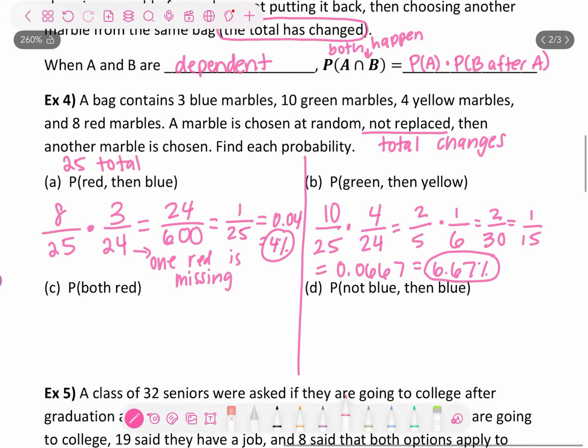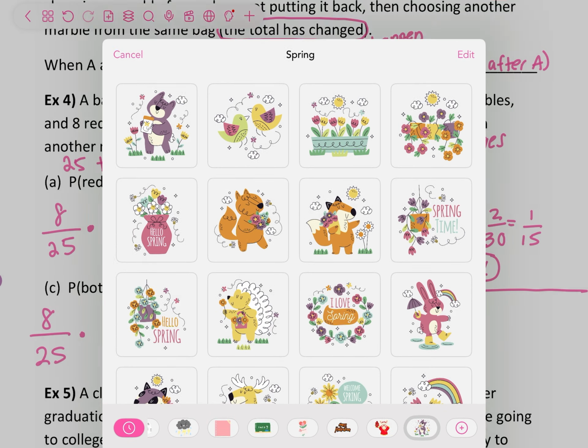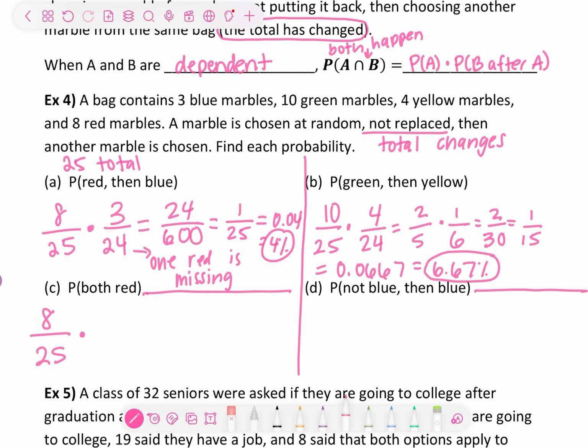Okay, let's keep looking. So for the probability that they are both red, the first time you have 25 marbles, and 8 of them are red. So that's 8 out of 25. But now one of the red ones is to the side, so now there's only 7 red left. And there's only 24 total. So the total has changed to 24, and now there's only 7 red left. That changes both the numerator and the denominator this time, so be very careful.